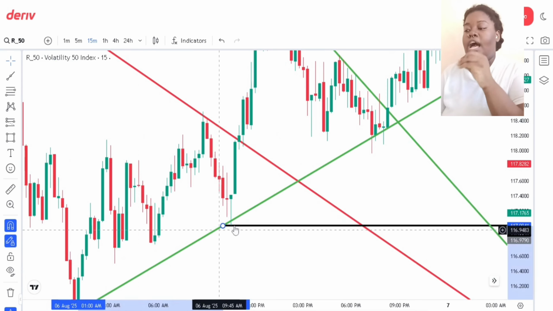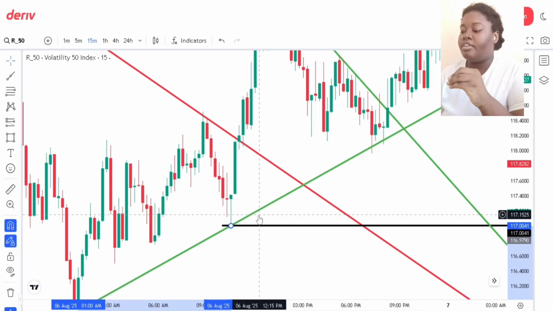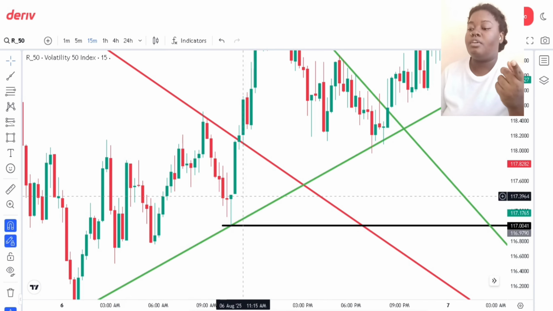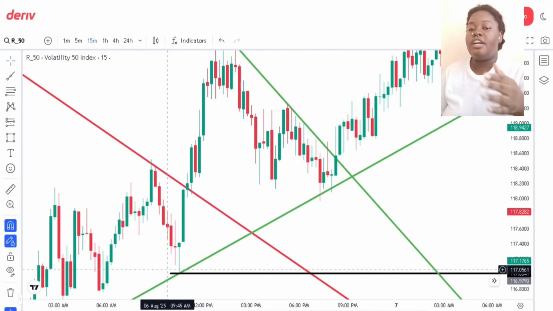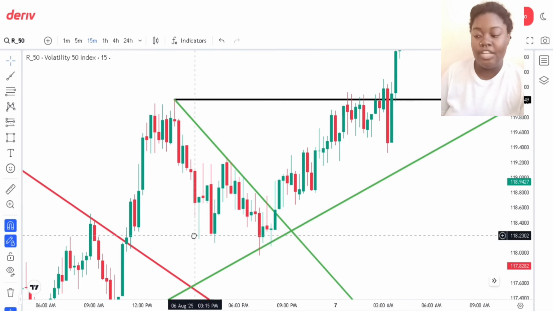Oh, let me just adjust this trend line. It's a bit off. All right, that's better. I don't like when it's off like that. So as I said, we have two swing lows right here. So these are the conditions. The conditions are met for us to really look for a buy entry in the market.